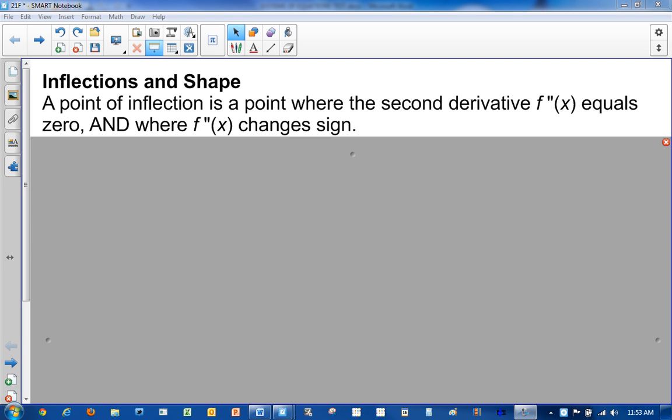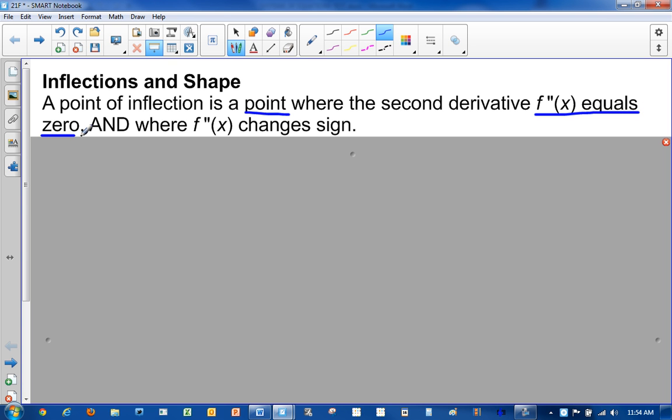We are in section F of chapter 21, and we're talking about points of inflection and how they affect the shape of a curve. So let's talk about what a point of inflection actually is. It has to be a point, first of all. The function has to exist there. The second qualifier is that the second derivative at that point would have to equal 0, and the second derivative would actually have to change sign there. Okay, so that's your basic definition of what a point of inflection is.